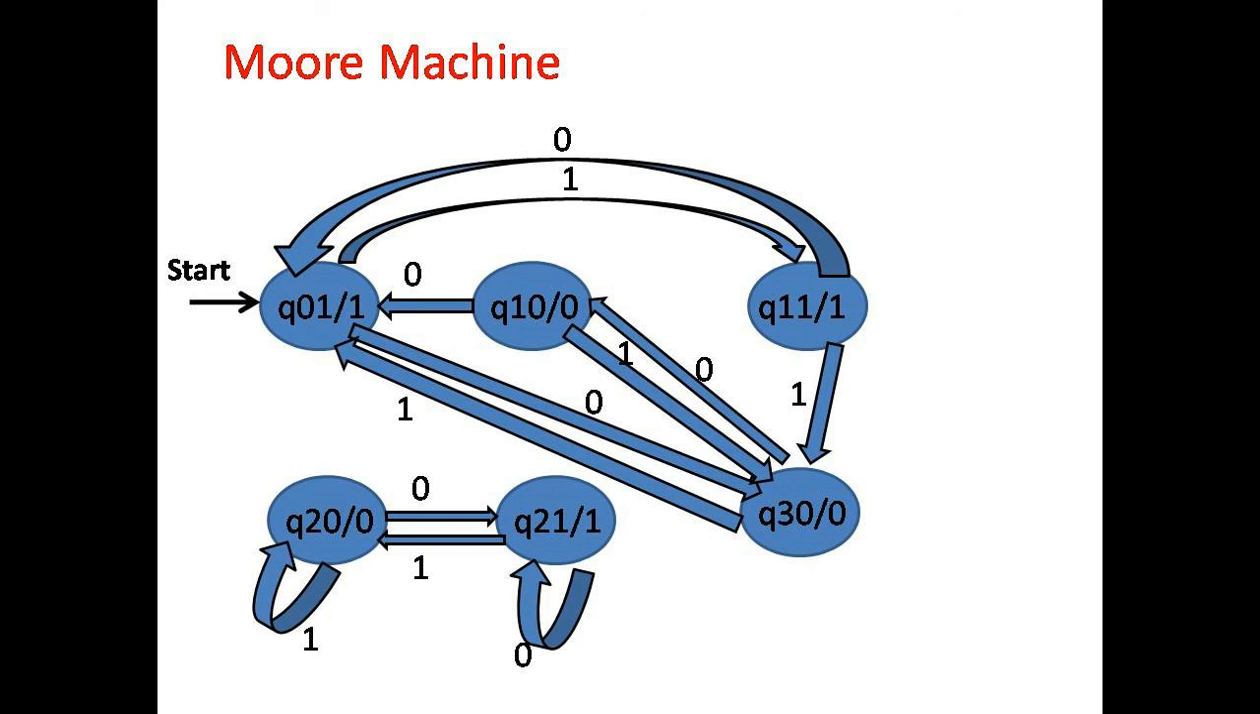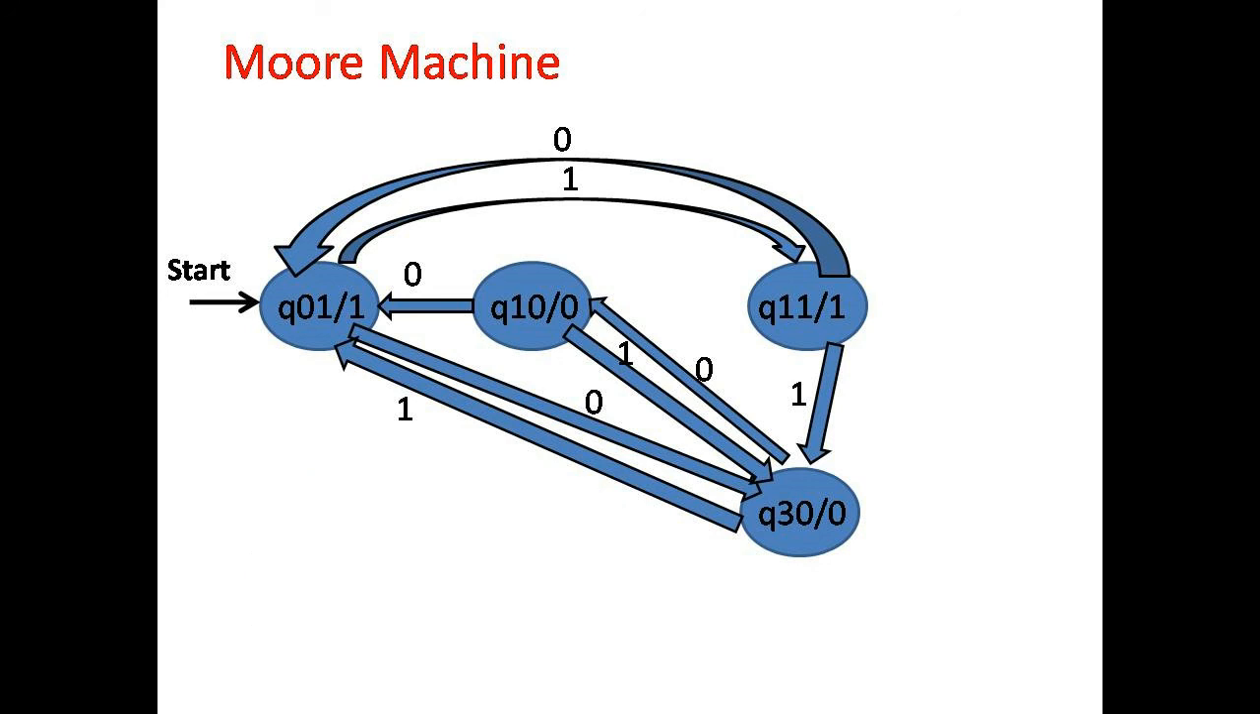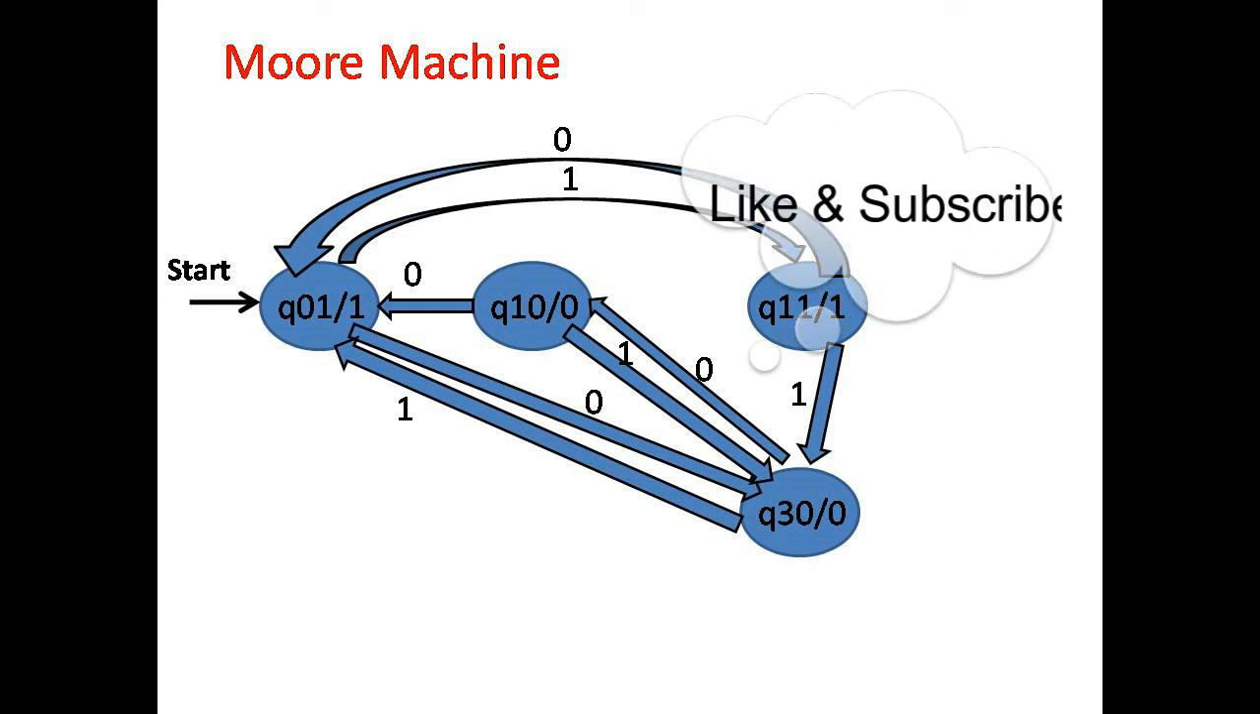Here two disjoint transition diagrams are constructed. Now for Q20 and Q21, there is no incoming edge from the initial state or any other state, and this diagram does not contain the initial state. We remove this transition diagram. After removing it, this is the final transition diagram for the Moore machine.